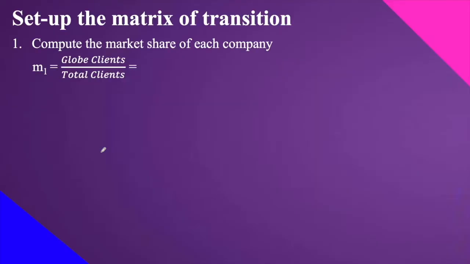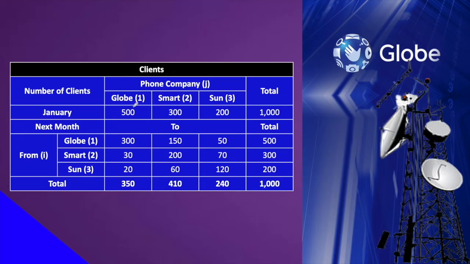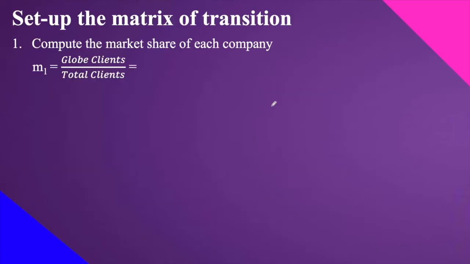Next, M sub 1 is equal to Globe clients over total clients. Well, if we look, how many Globe clients are there? That is 500. And the total is 1,000. So, this is 500 over 1,000. Meaning, our market share for Globe is 0.5 or 50%.